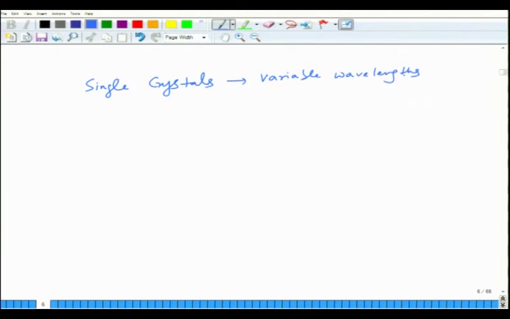So that you have multiple peaks coming out of the sample at various angles, so you want to get more data to analyze it. So, variable wavelengths are used. This method is called the Laue method. Okay.